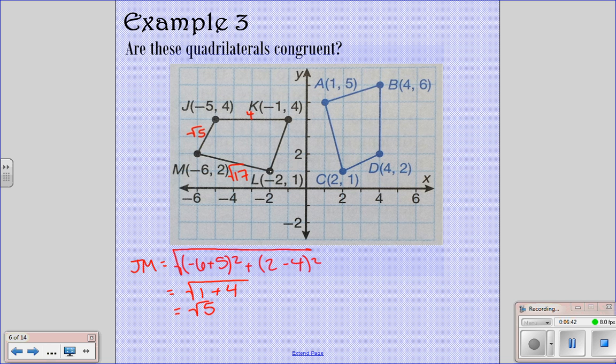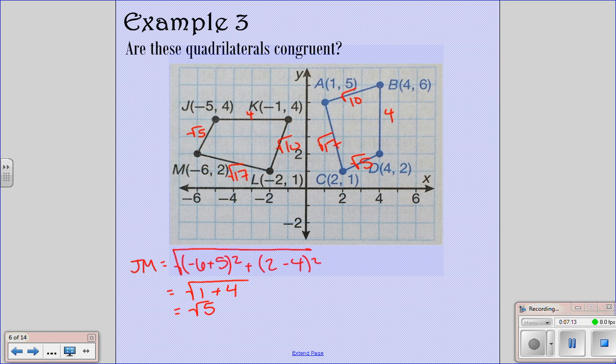For this one, I can use either the distance formula or Pythagorean theorem, whichever one you want. Either way, you should get the square root of 10 for the length. Okay, so those are the sides for that quadrilateral. For the other quadrilateral, this distance is a 4. This one, if you use the distance formula or Pythagorean theorem, you're going to get the square root of 10. For this one, you're going to have the square root of 17. And then for this one, you're going to have the square root of 5.